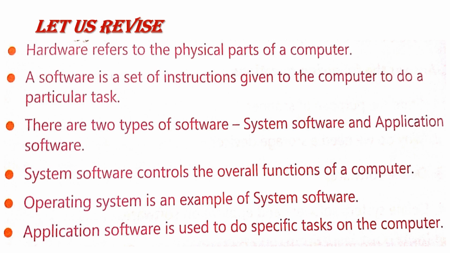Okay children, now let us revise whatever we have learned today. Hardware refers to the physical part of a computer. A software is a set of instructions given to the computer to do a particular task. There are two types of software, system software and application software. System software controls the overall functions of a computer. Operating system is an example of system software. Application software is used to do specific tasks on a computer.